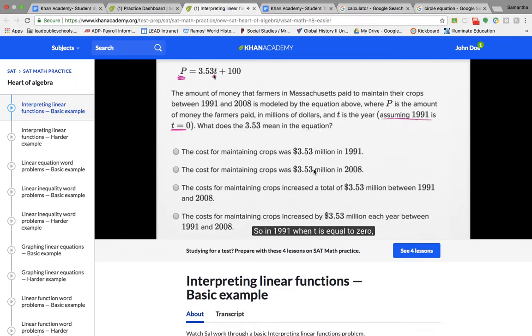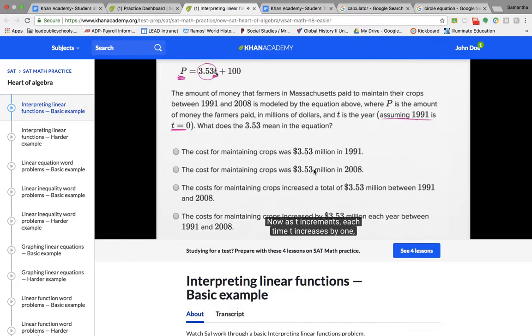So let's look at this. In 1991, when t is equal to 0, this whole term is going to be equal to 0. And the farmers are going to pay, P is going to be 100. So they're going to pay $100 million in 1991 to maintain their crops. These are all the farmers in Massachusetts.